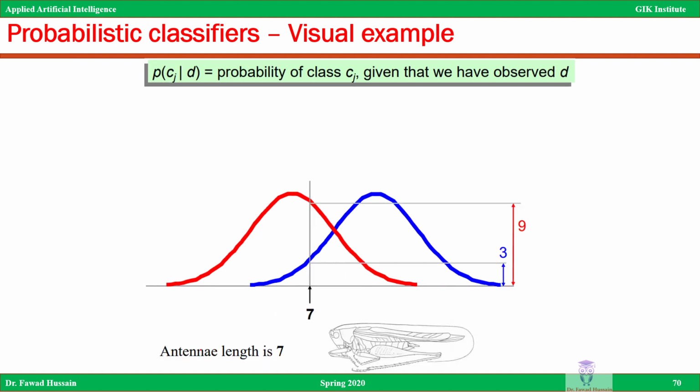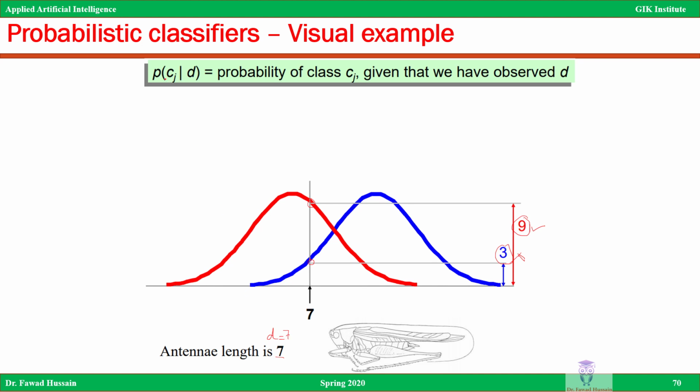And in the case the length of the antenna is 7, we can see it is the reverse. Here we have 3 and here we have 9. So again we will classify this to be the most probable value and not this one. This is how the generative classifiers work, and mathematically we denote it as D. D is the attribute that we are looking at. The observed length here is 7, so in our case D is equal to 7.